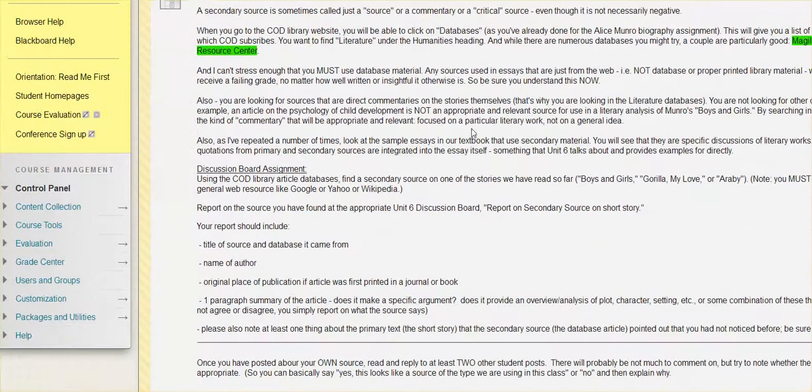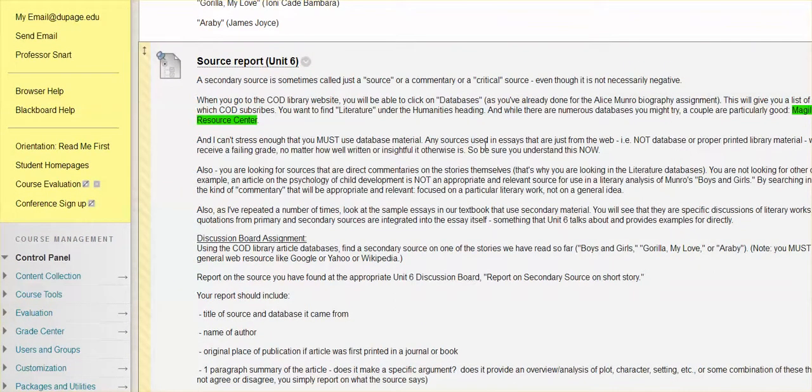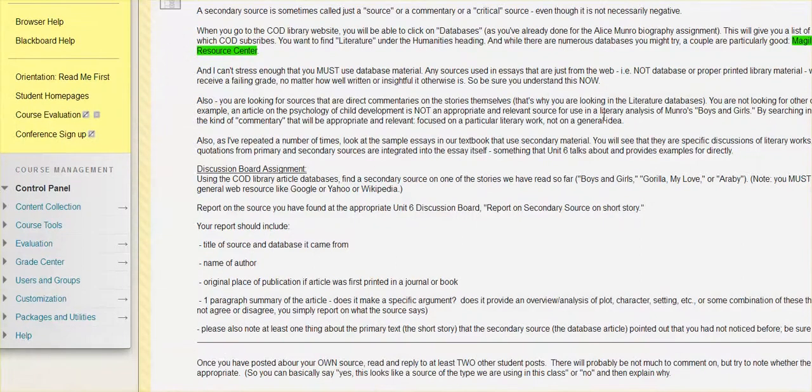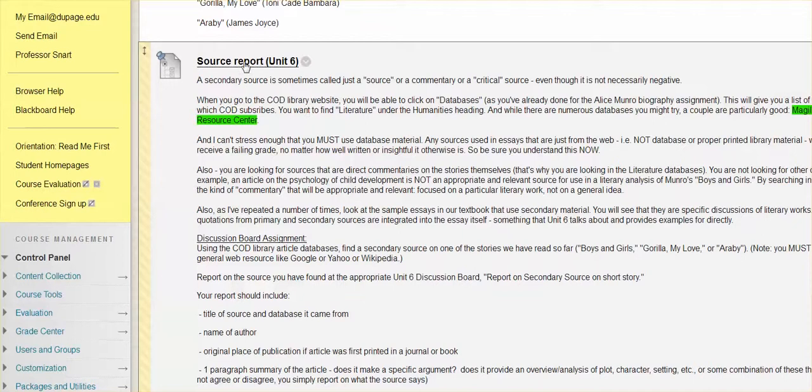So notice again that something from a barely related source, even if it's from a database, might be from an appropriate source, but it's not relevant for our discussion. It needs to be a direct discussion of whatever the primary text or texts that you're talking about are in your particular essay. So for this discussion board, we're again totally decontextualizing this and just having you find a database source and then report on it.